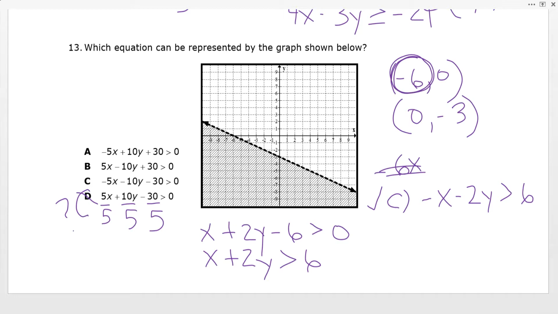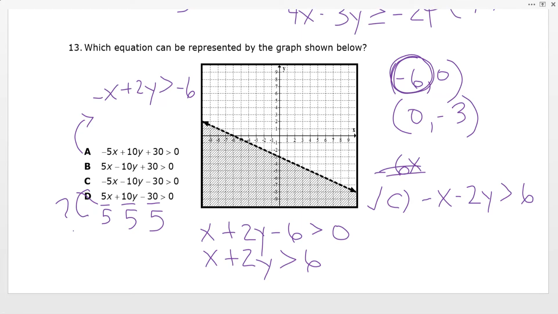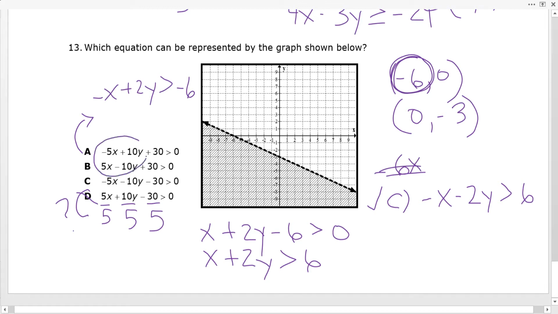If I do A, I'm going to end up with minus x plus 2y is greater than -6. If I cover up my x, my y is -3, but if I cover up my y, my x is positive. So my x and my y have to have the same sign, either both positive or both negative, for this to work out. So C really has to be my answer.